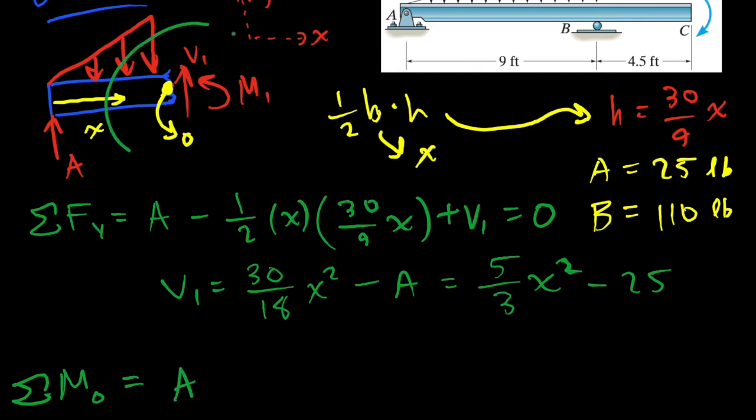Let's see if it's clockwise or counterclockwise. That is indeed clockwise, so there's a negative sign in front of A. So that's negative A times X. And then we have the contribution of this distributed load here, and we're going to temporarily treat this.